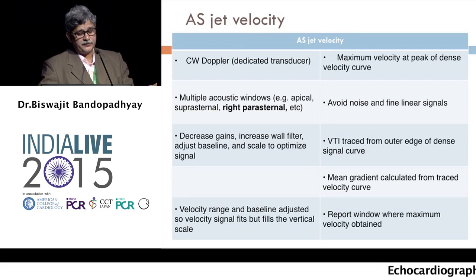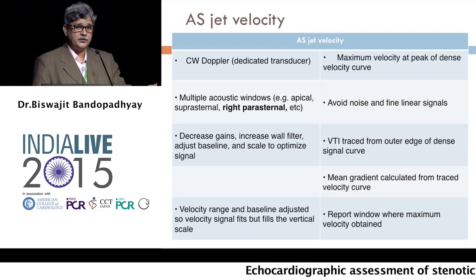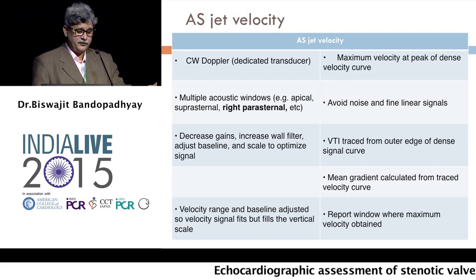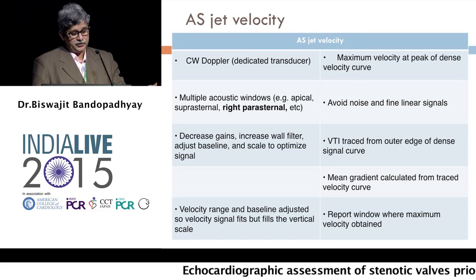So first we have to do color and continuous wave Doppler, and there should be a good dedicated transducer for that. I mean dedicated in the sense of the age and weight of the child. There should be multiple acoustic windows: apical four-chamber view, suprasternal view, and the right parasternal view, which gives you the best alignment of the valve to the outflow, I mean to the CW marker. So that's very important.